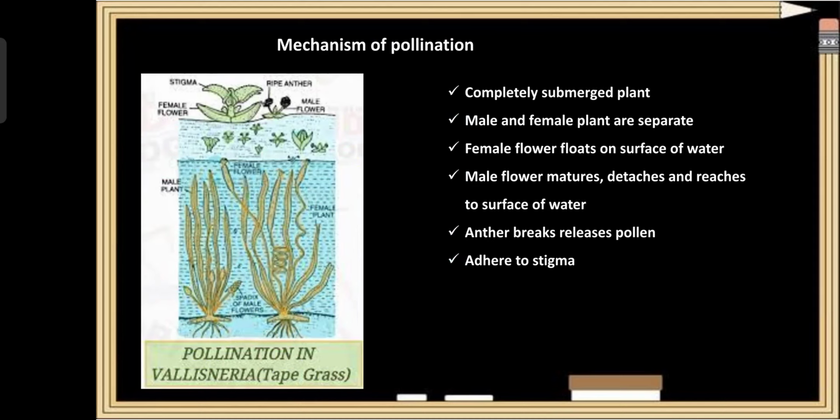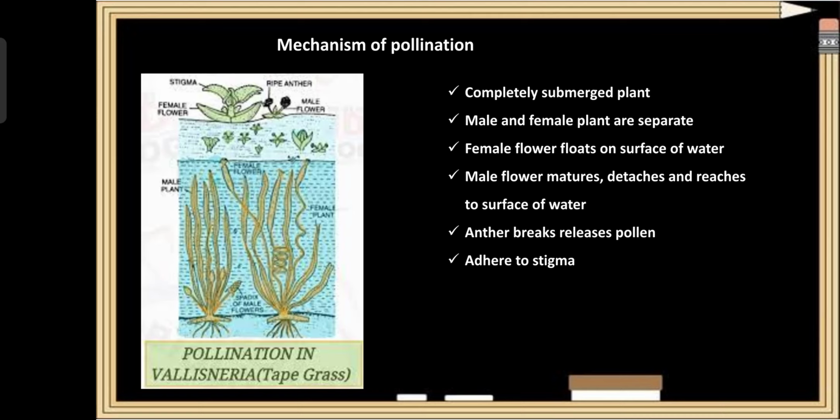After the act of pollination, the stalk of the female flower coils spirally and pulls it down into water. Okay, if you look at the mechanism of pollination in Vallisneria, Vallisneria exhibits surface pollination. Vallisneria is a completely submerged aquatic plant, and we can find separate male and female plants.